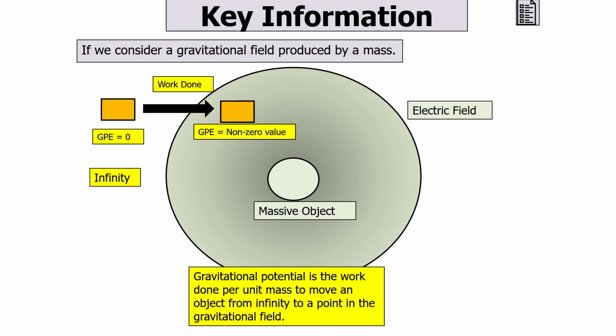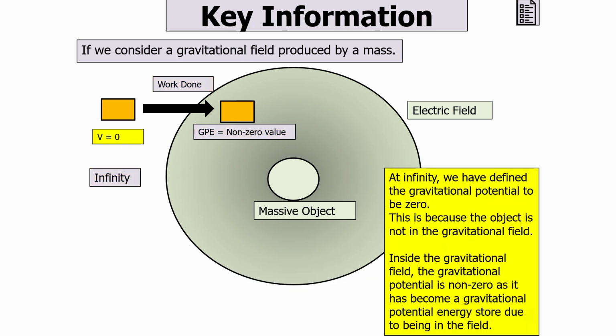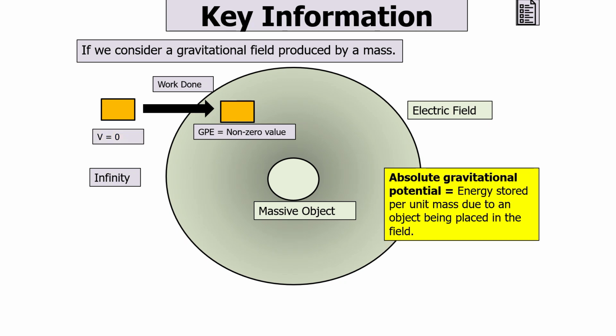Now, gravitational potential is the work done per unit mass to move an object from infinity to a point in the gravitational field. At infinity, we've defined the gravitational potential to be zero. This is because the object is not in the gravitational field. Inside the gravitational field, the gravitational potential is non-zero, as it's become a gravitational potential energy store due to being in the field.